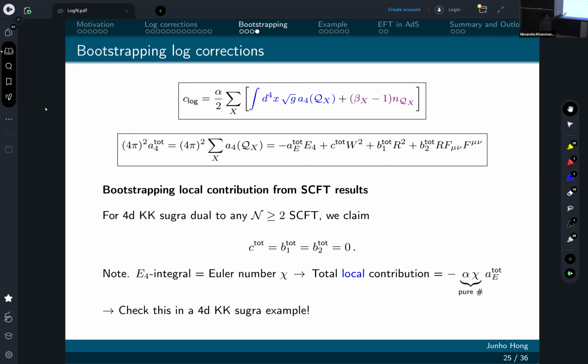But already this constraint seems quite strong. And remember that I presented how to compute such heat kernel coefficient from the gravity side by the heat kernel formula. And we need to check if this is truly the case. In our paper, we consider many examples, but today let me just provide one example to check this.